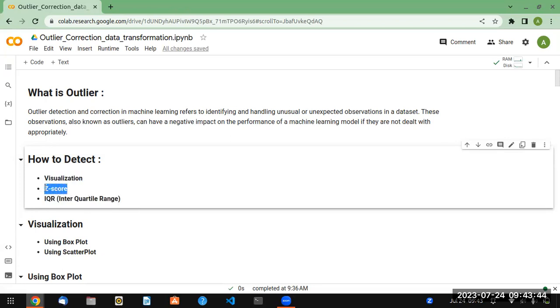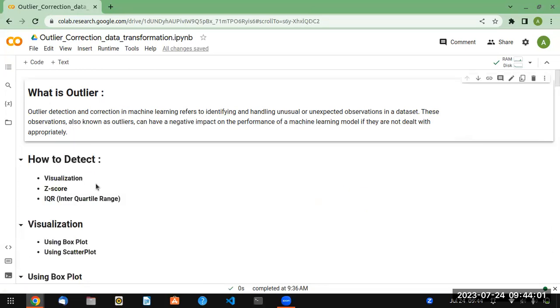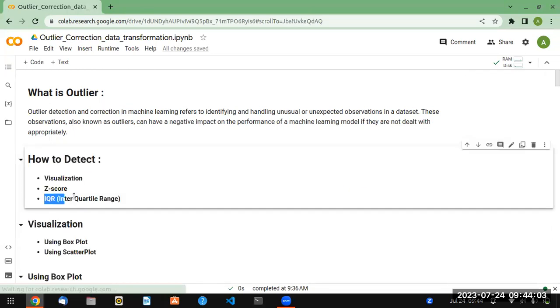Second is the Z score. This Z score is very similar to your normalization and standardization concept. In statistics, we'll see, we have libraries to calculate the Z score for us, we need not worry about that. Then the third thing is IQR, the interquartile range. This is also a method in statistics where, without seeing the plot or having the Z score, you can find the interquartile range and the min and max values, and anything beyond the min and max of this IQR range is going to be considered an outlier.